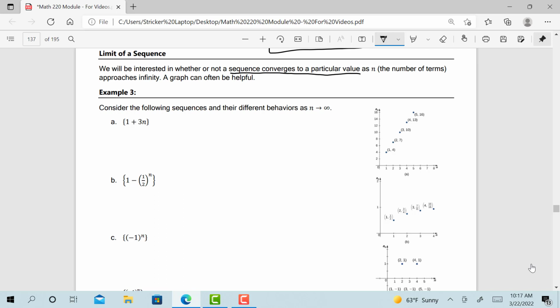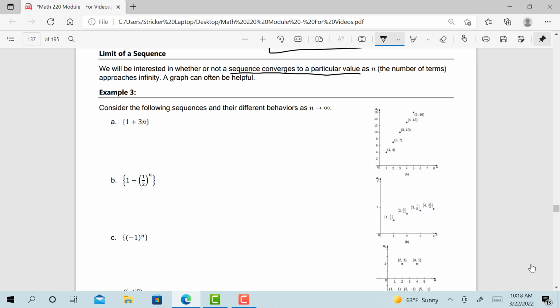And one easy way to see this is with a graph. You can just plot those terms on an XY plane and see if those points are approaching some value. So for example, example 3 says, consider the following sequences and their different behaviors as n approaches infinity.